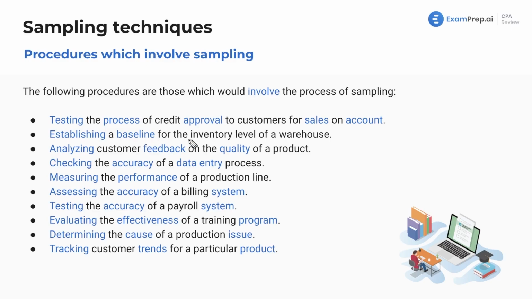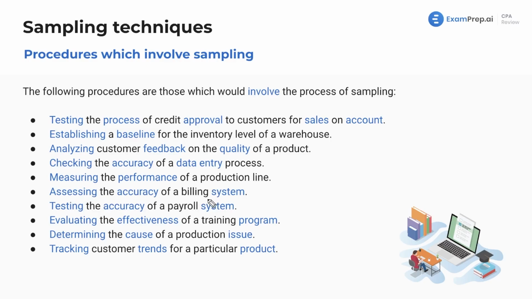Establishing a baseline for the inventory level of a warehouse, so sampling the inventory level, analyzing customer feedback on the quality of a product, you could sample there. Checking the accuracy of a data entry process, just take a bunch of entries that were made and test their accuracy and how they were implemented. Measuring the performance of a production line, assessing each run through of the production line, we take a sample of those. You got assessing the accuracy of a billing system.